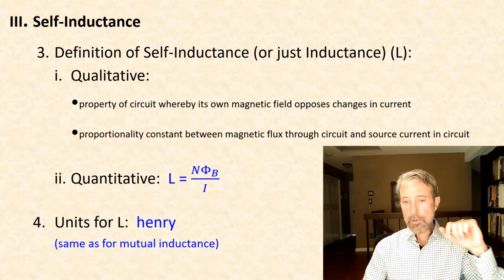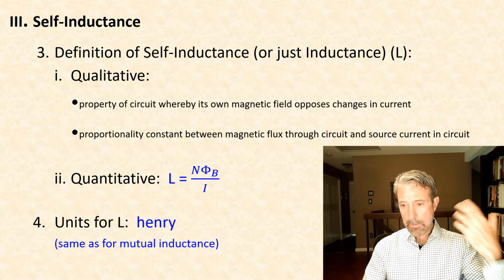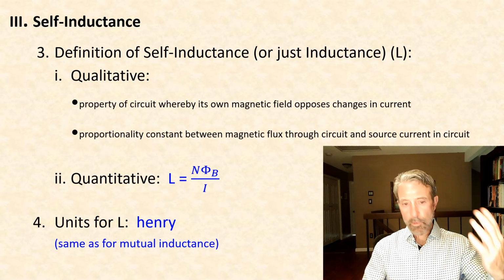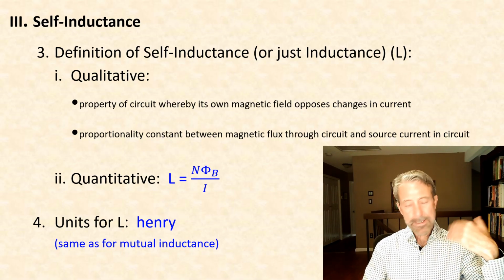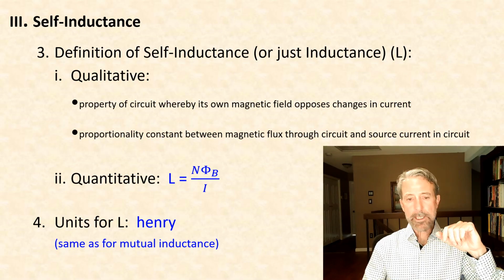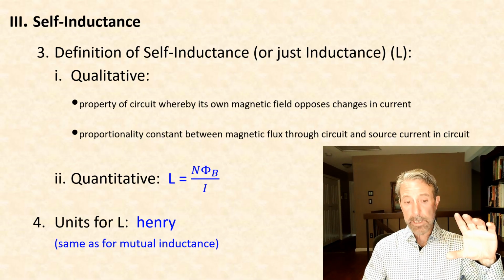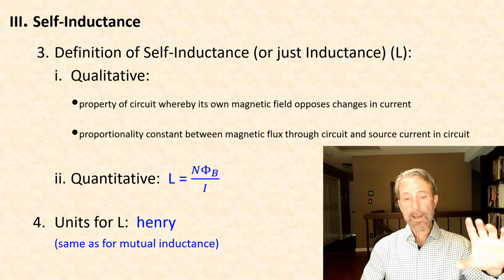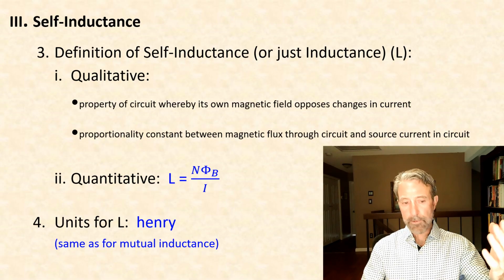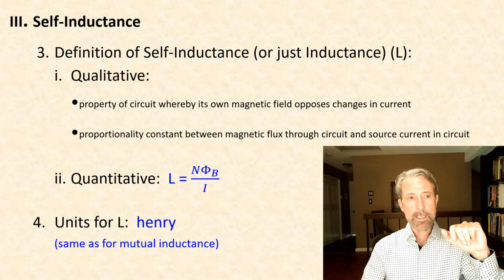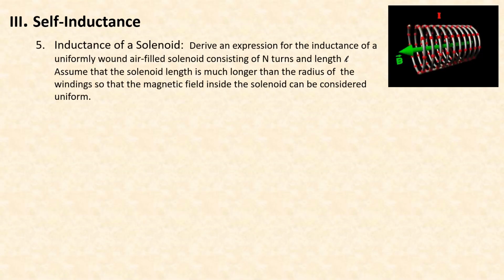When it comes to units, whether we're talking about mutual inductance, it's a ratio of flux to current. Same for self-inductance, so we would expect that the unit, the Henry, would similarly be an appropriate unit for self-inductance in the same way we introduced it for mutual inductance. All right, so let's now take a look at a specific example where we calculate the self-inductance, or commonly just referred to as the inductance, of a solenoid.